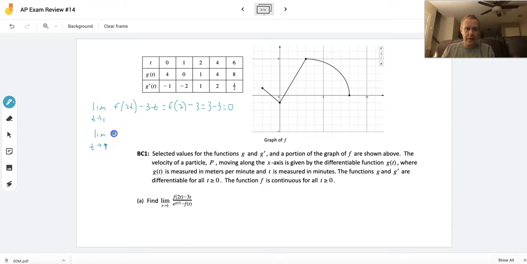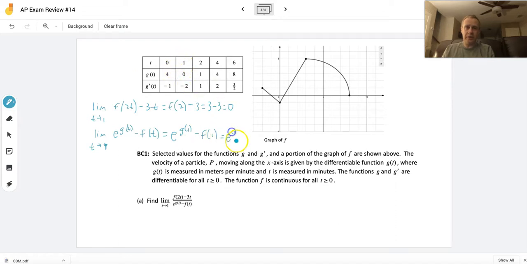And our denominator has an expression e to the g of t, and then minus f of t. And again, g of t and f of t are continuous, so all this will be continuous. So we get e to the g of 1 minus f of 1. But g of 1 in our table here is 0.